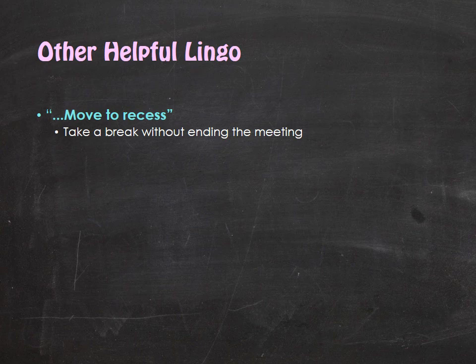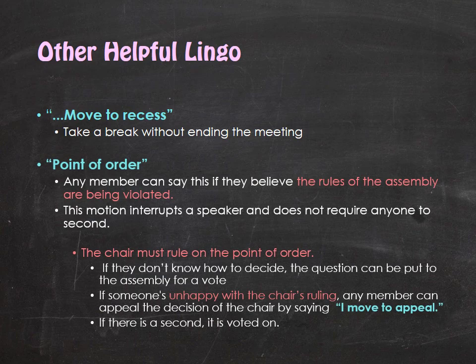Anyone can also move to recess, meaning take a break, maybe for food or a bathroom break. Or, if someone thinks Robert's Rules are being violated, it's important to bring that up, again, to protect the rights of the minority opinion. Just by saying, point of order, you can interrupt the meeting at any time. The chair needs to determine if there was a violation or not, and if they don't know, they can vote on it. Hopefully it doesn't happen, but if someone doesn't like the chair's ruling, they can also appeal this.